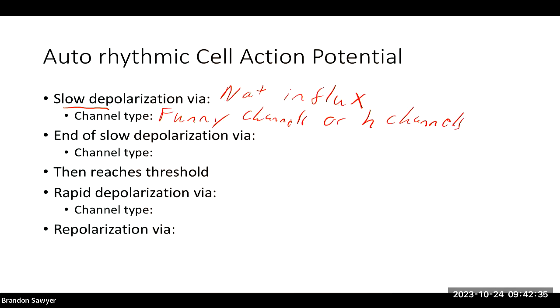Then at the very end of this slow depolarization phase, first of all, this H is called that because this is happening after hyperpolarization. This is after the very bottom, as far polarized as it's going to get. So right after hyperpolarization, those H channels open up. They're known as after-hyperpolarization channels. Then towards the end of this slow depolarization, we get some calcium influx happening.